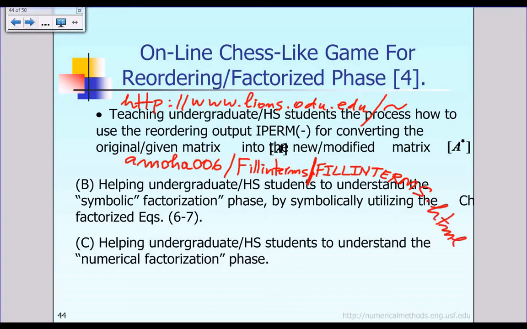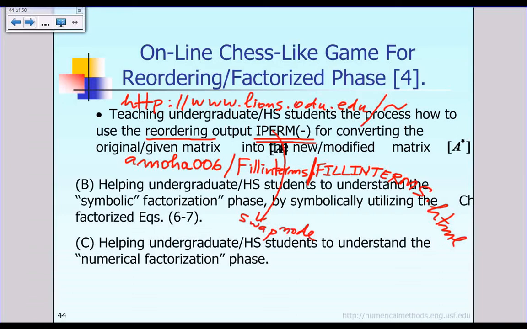So if you go to that website, and then with the instruction on the screen, you will be guided to play the game. Through this game, what we hope is we will be able to help teach undergraduate or even high school students to understand the so-called reordering process. And remember, the reordering process involves the mapping integer array, that integer array iperm. Basically, you control it through swapping the node during the game.